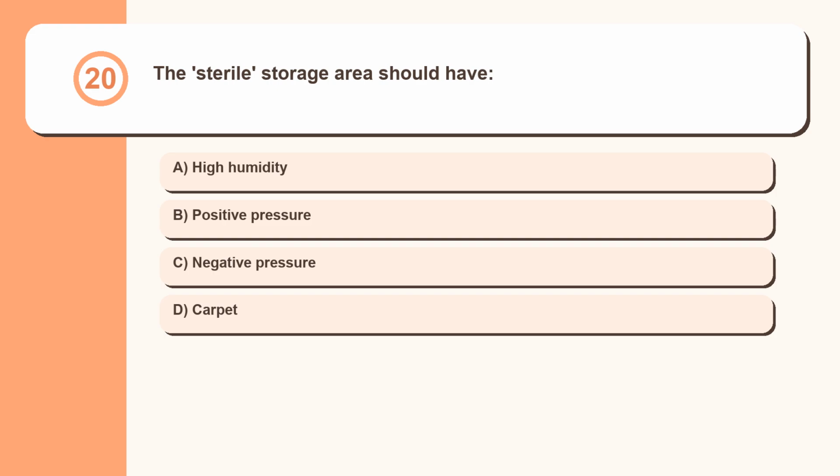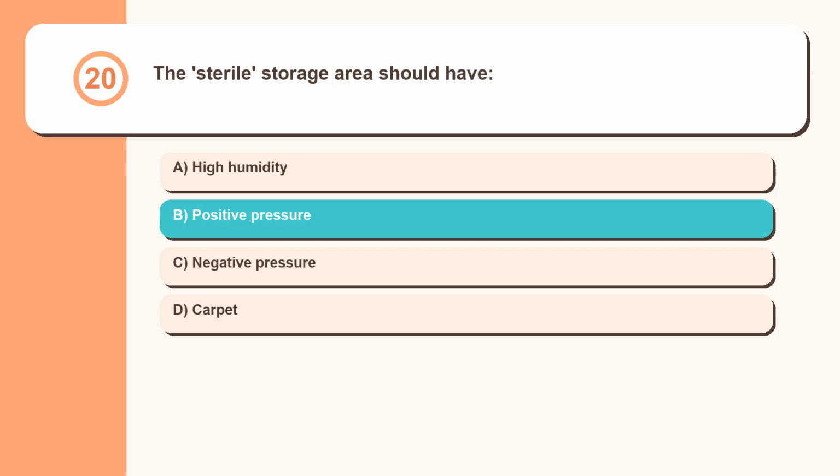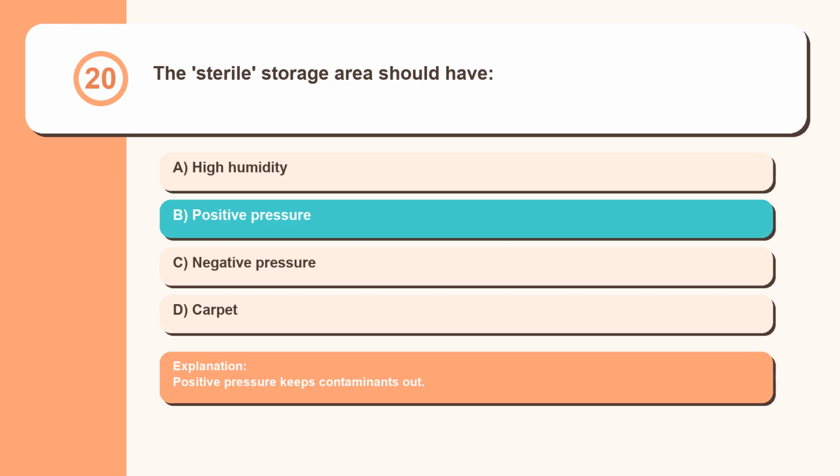Question 20. The sterile storage area should have high humidity, positive pressure, negative pressure, carpet. Answer: positive pressure. Positive pressure keeps contaminants out.